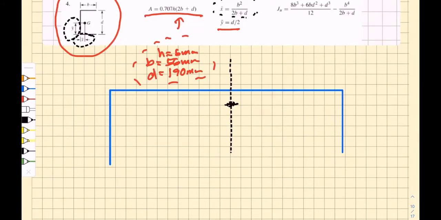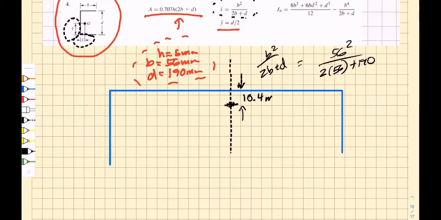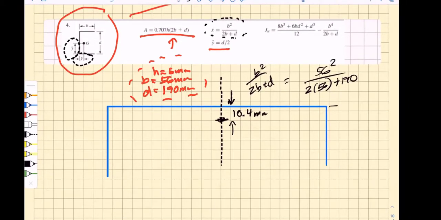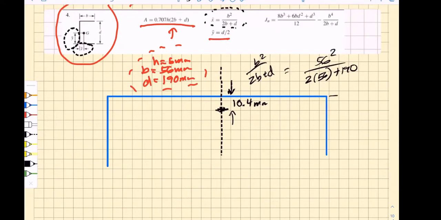So this X bar distance is 56 squared over twice 56 plus 190. And if we work that out, we will get about 10.4. So this is 10.4 millimeters below this top of the weld here. So what that means, since the centroid is 10.4 millimeters below, is that when we move this force of 25 kilonewtons to the centroid, our moment arm is 110.4 millimeters.